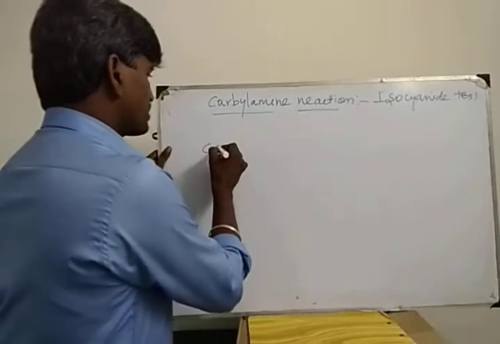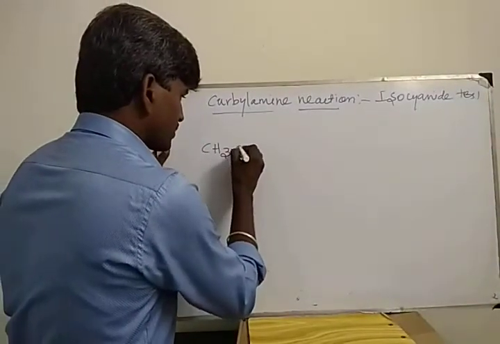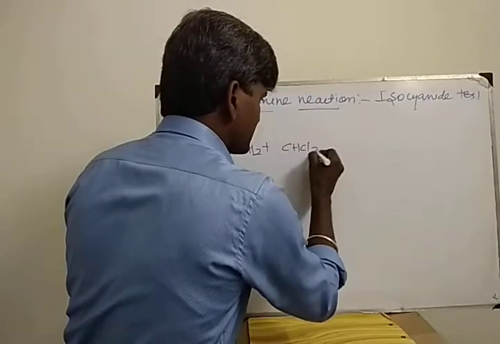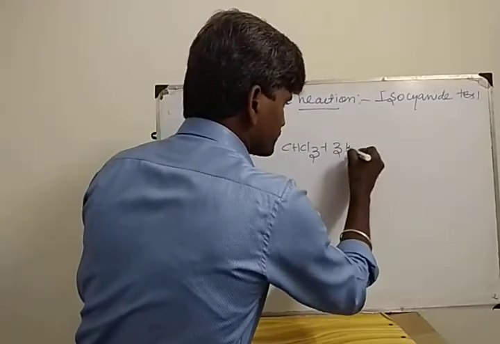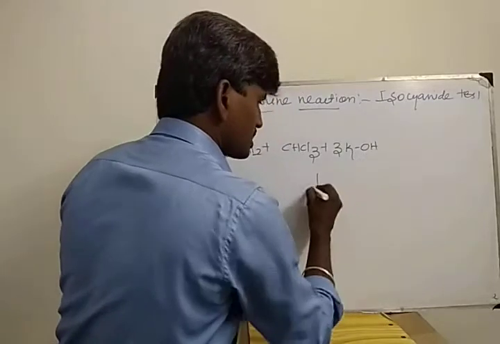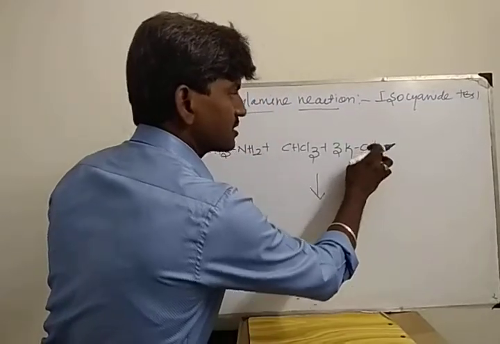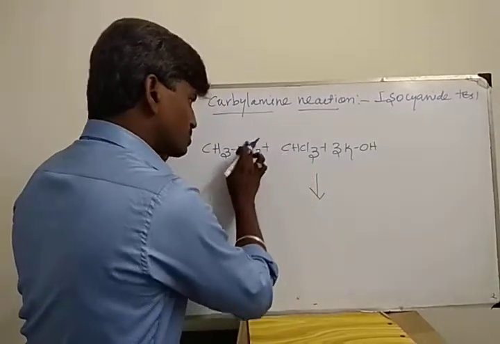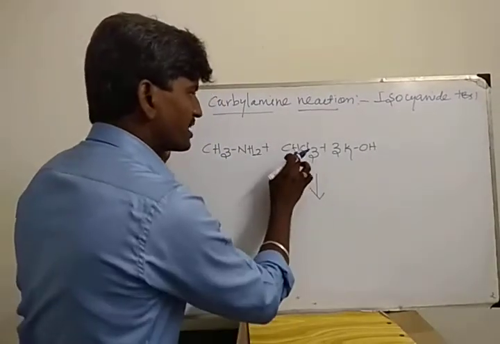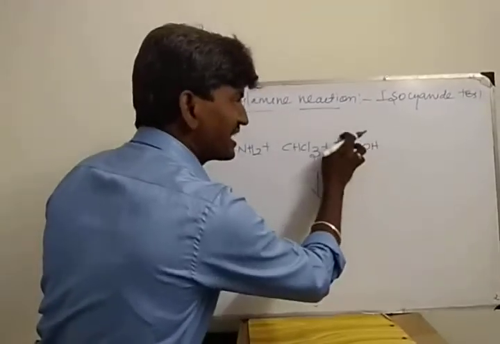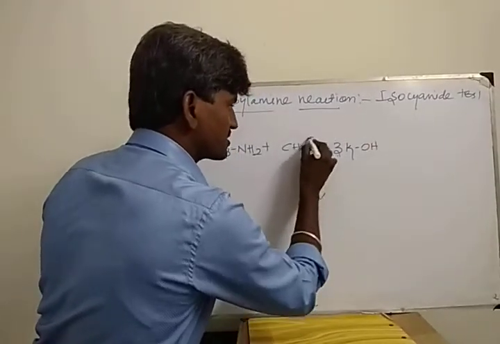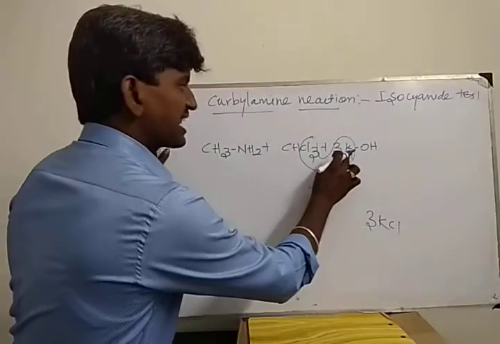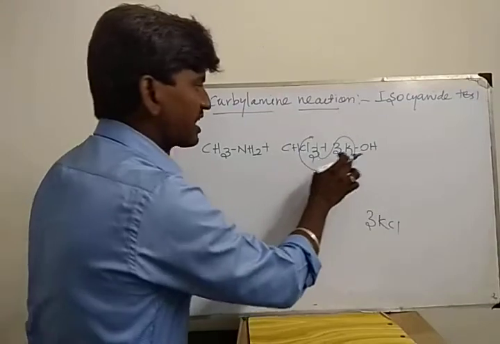Okay, for example, I am going to take methylamine. This reacts with chloroform, CHCl3, plus 3KOH. So how many OH minus? 3 OH minus. Next, here 1 H plus, 2 H plus. So totally how many H plus? Okay, first 3K plus and 3 Cl minus. So what will happen? 3 KCl is removed.